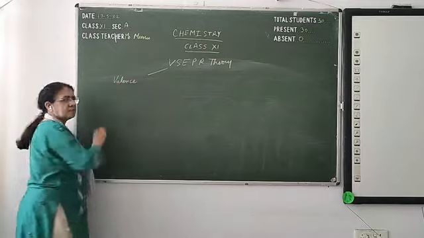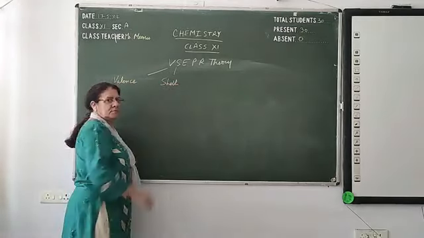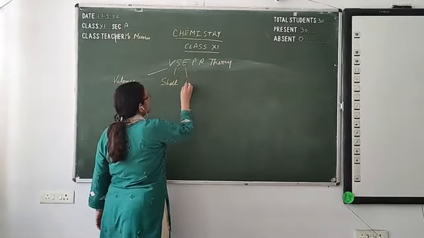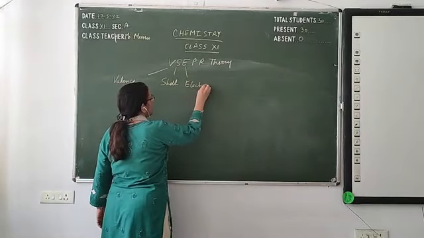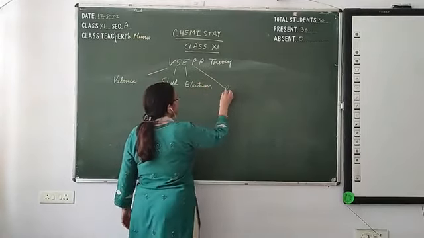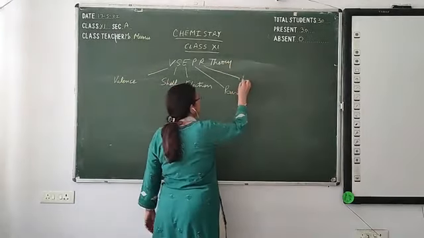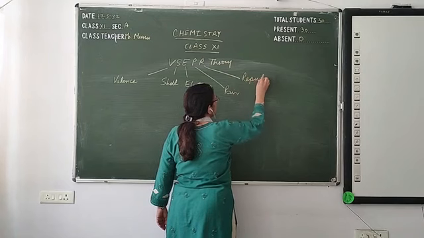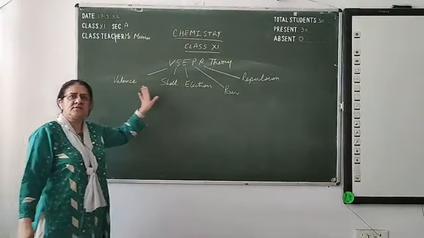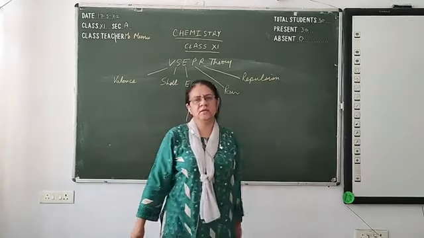V stands for valence, S stands for shell, E stands for electron, P stands for pair, and R stands for repulsion. So basically we are studying valence shell electron pair repulsion theory.